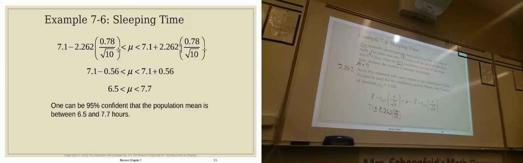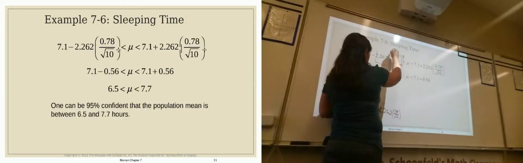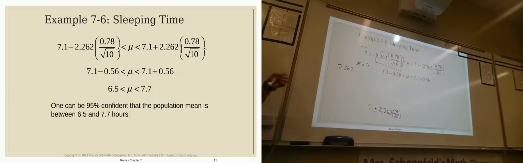Okay, we plug all those things in, and then we do the math. What you need to do is just type this big thing into the calculator, and don't do the 7.1 until the very last thing. That will keep everything in the best order possible.